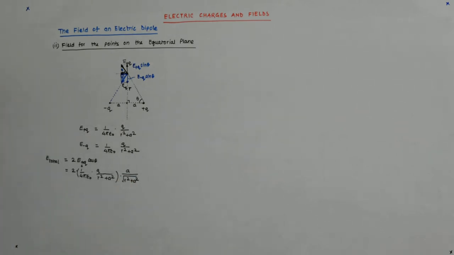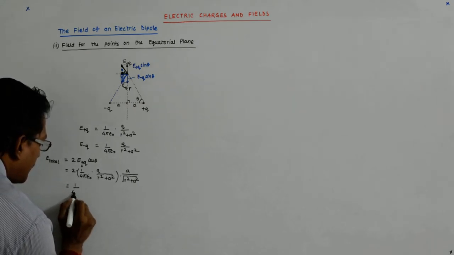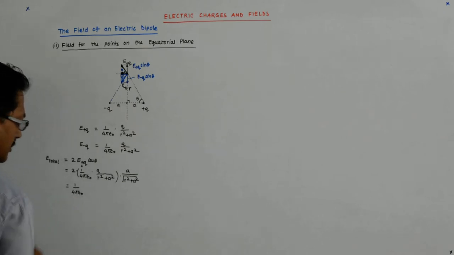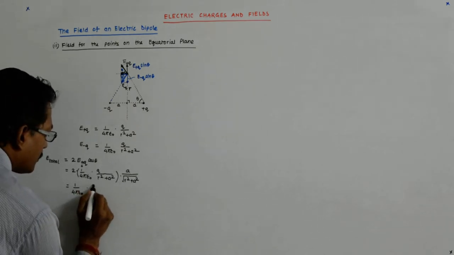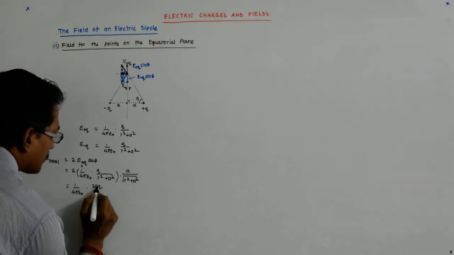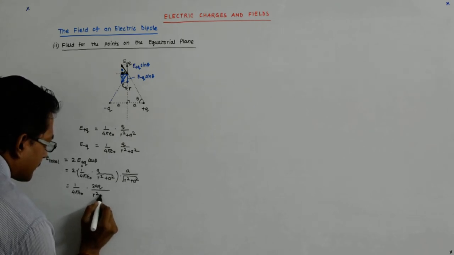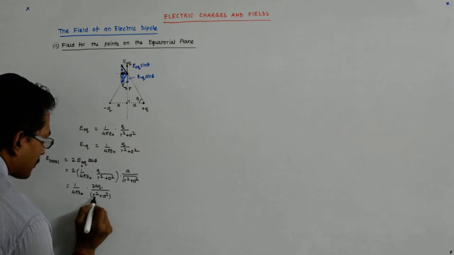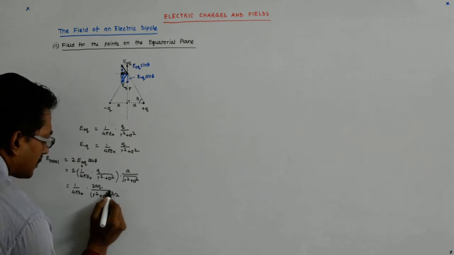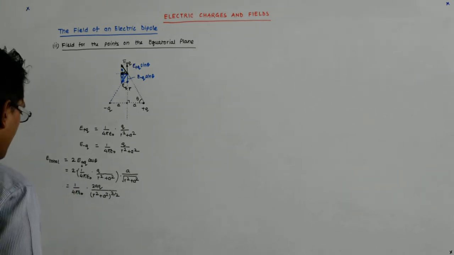Okay. Now that is equal to 1 upon 4 pi epsilon naught into 2aq upon r square plus a square to the power 3 by 2. Is it not? Is it not?